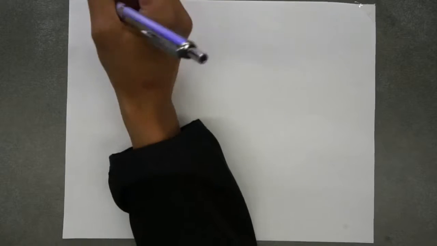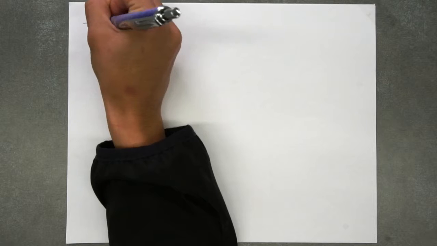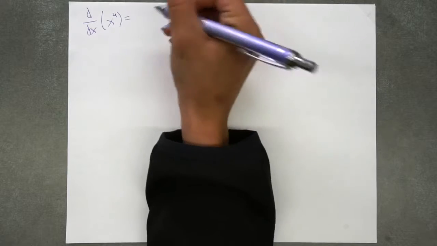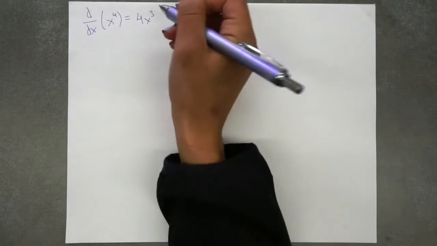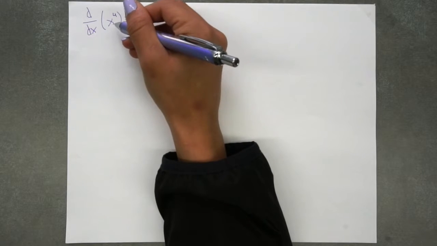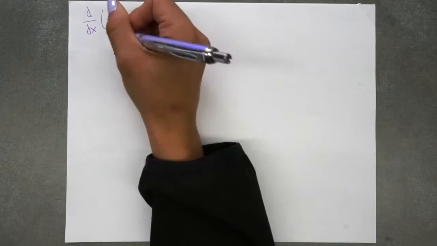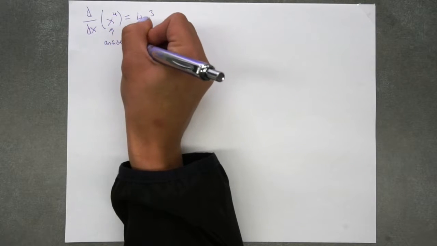So when we take the derivative of something, the thing that we're taking the derivative of is the antiderivative of the derivative. So say we're taking the derivative of this function x to the fourth. The derivative of x to the fourth is 4x cubed. So 4x cubed is a derivative of x to the fourth, and that means x to the fourth is the antiderivative of 4x cubed. So this is the antiderivative.